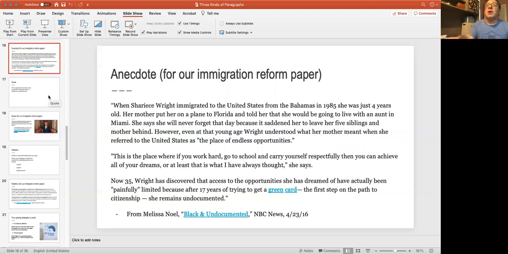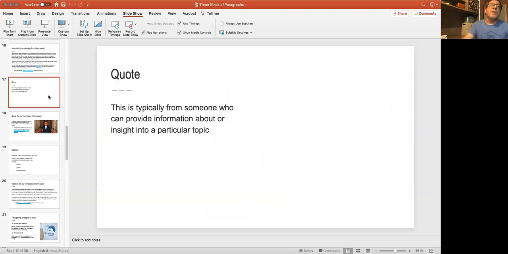She's been functioning as an American citizen in a lot of different ways in Florida, but she is still an undocumented immigrant in her mid-30s. So if you're thinking about a path to citizenship for undocumented immigrants, this might be a person who would fit that. And then a quote, someone who can provide information about or insight into a particular topic.